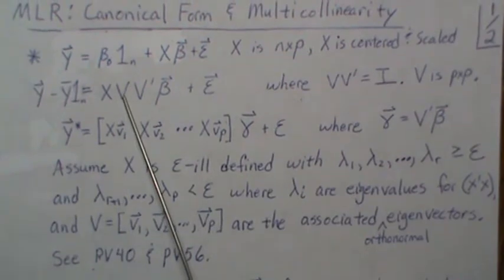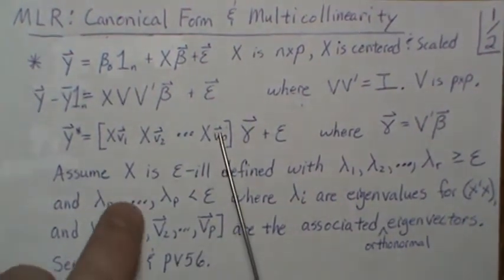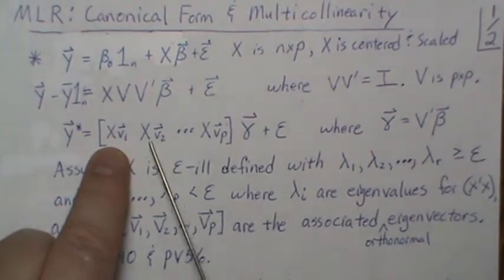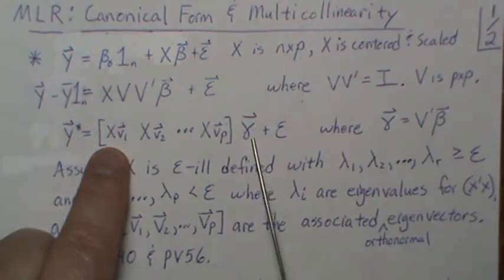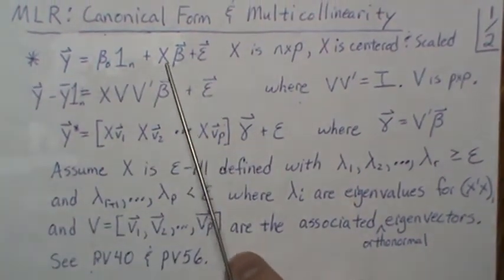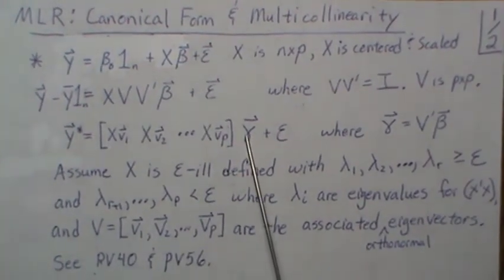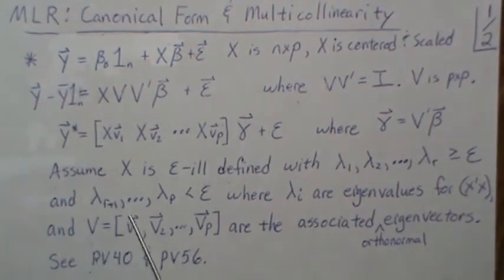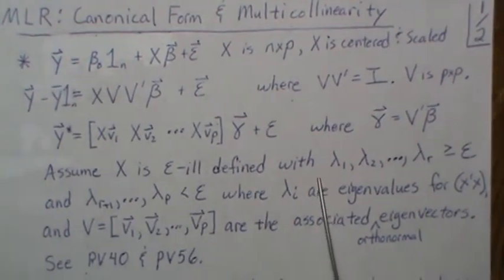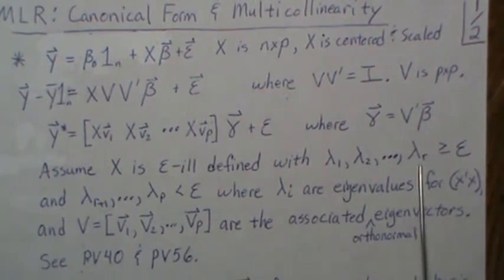And here there's P columns, so we'll take X times each of those, creating P columns. Each of these is an N by one column, and this is a P by one vector. It's actually very similar to this right here. There's P columns, P by one vector, P by one vector. Very similar.